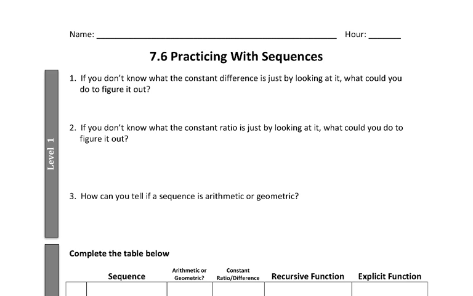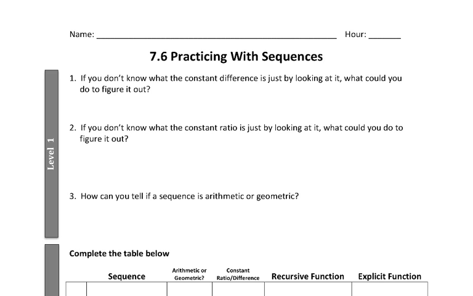So a big trick here with sequences is sometimes it's hard to know if it's arithmetic or geometric. And then it's tough to know how to find the difference or the ratio just by looking at it sometimes. So if you have a sequence and you know that it's arithmetic, in other words, you know it's adding some number every time and you don't know what that number is, question 1 says, if you don't know what the constant difference is just by looking at it, how would you figure it out?